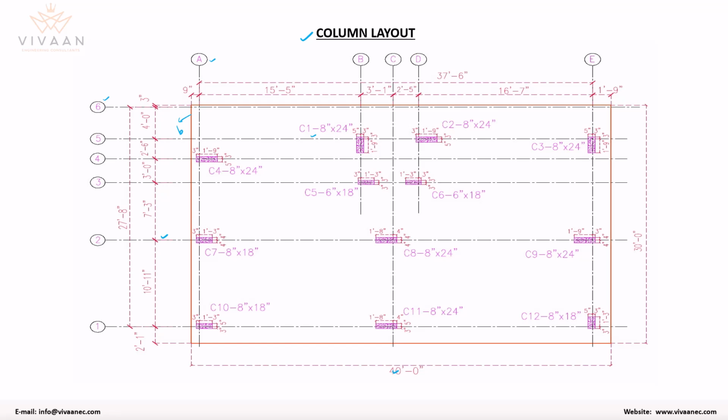So the main thing is that the column sizes and the steel inside the column are going to be decided based on the number of floors we are going to build. How much load is coming onto the column, and what is the spacing of the columns. These are the main aspects that decide the size of the columns and the steel inside the column.